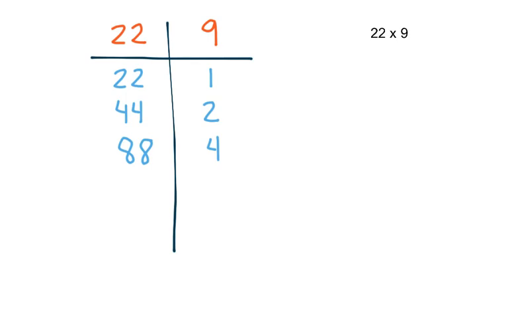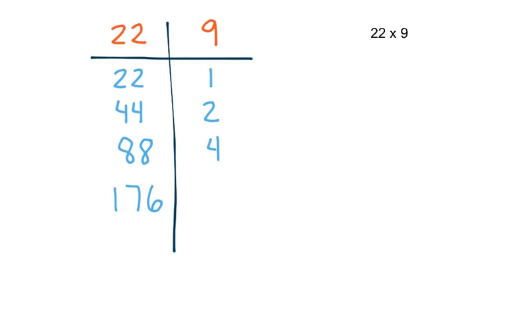I'm using that right-hand column to keep track. How many 22s do I have? Now I look, how many 22s do I have altogether? Well, I've got 4 here, and I've got 2 here, and I've got 1 here. So I have 7 altogether. I need to have 9. That's still not enough. So I need to double the 88, and I'll have 176.